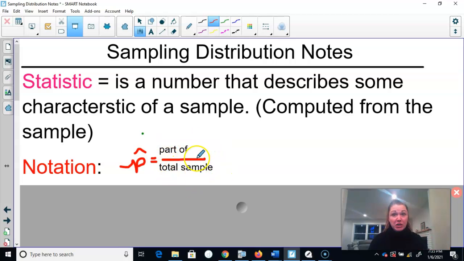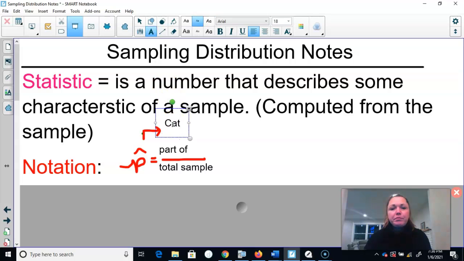Sometimes it's given to you. They'll give you the p hat. They'll say like 70%, 62%, so on and so forth. That's easy, but sometimes you have to calculate it. They'll give you the part and the total sample, and you have to go ahead and divide that out. We deal with p hats, ladies and gentlemen, when we're dealing with categorical variables.